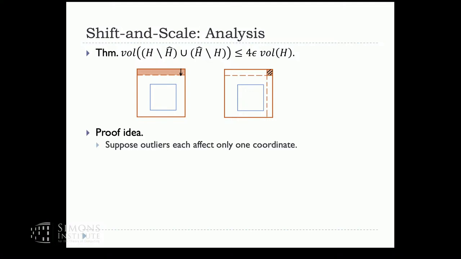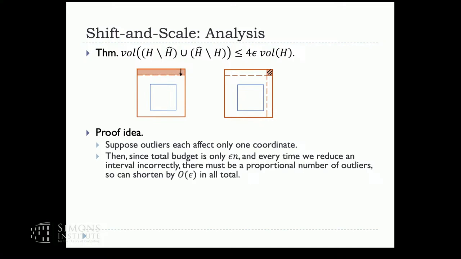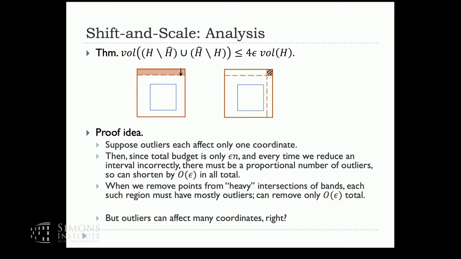Okay, and here's the entire proof outline. Let's say for a second that your noise only affects one coordinate. Every noisy point, meaning either a point that was deleted or a new point that was added, has a label of which coordinate it's affecting. It's only allowed to affect any one coordinate. Of course, that's not true, but let's just assume that. Then in that case, the total budget for noisy points is only epsilon n. Right? And so for all the errors that you make, every time you change the density by a factor of 2, you're paying proportional to the amount of noise. And so you can't pay more than order epsilon n total. And of course, what you're removing is order epsilon, because every time you remove, you're removing mostly noise.